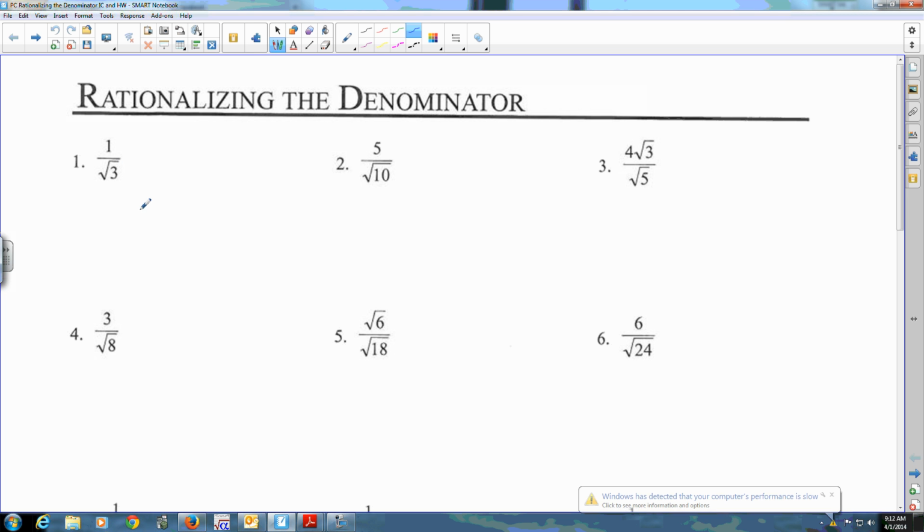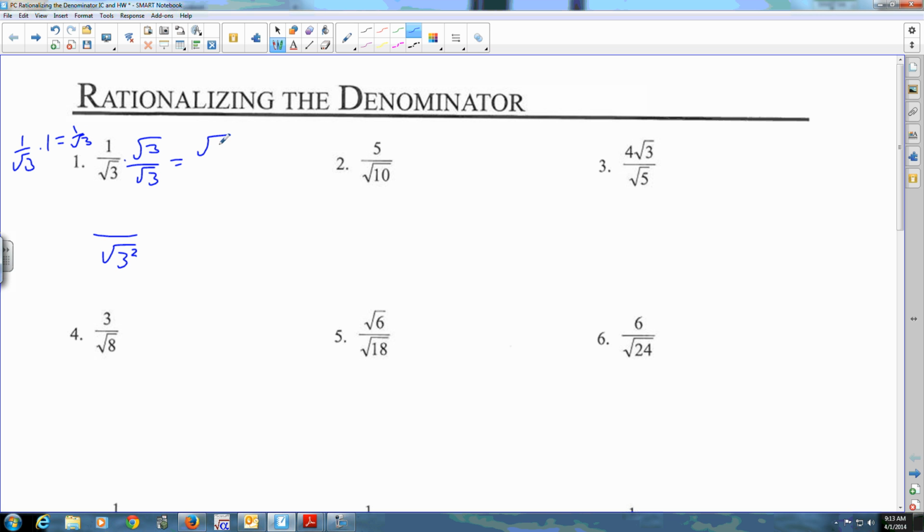So if this was something over the square root of 3 squared, then the square root would go away. So I don't undo this by squaring the top or the bottom. I get rid of it by multiplying the top and the bottom by the square root of 3. In other words, I multiplied it by something that's worth 1. 1 over the square root of 3 times 1 is still 1 over the square root of 3, so I haven't changed its value. This is worth 1.